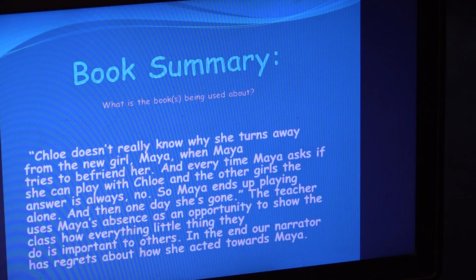So, in summary, this book is about a girl who kind of shuns a new girl, Maya, because she is living in poverty, and she doesn't have as nice of clothes as everyone else, and she's not very confident, and even her efforts to say hello or to make a friend or share what little she does have, Chloe tells Maya no. When Maya finally leaves the school and they do a mini lesson on the ripple effect, Chloe feels badly and has regret for how she treated Maya.